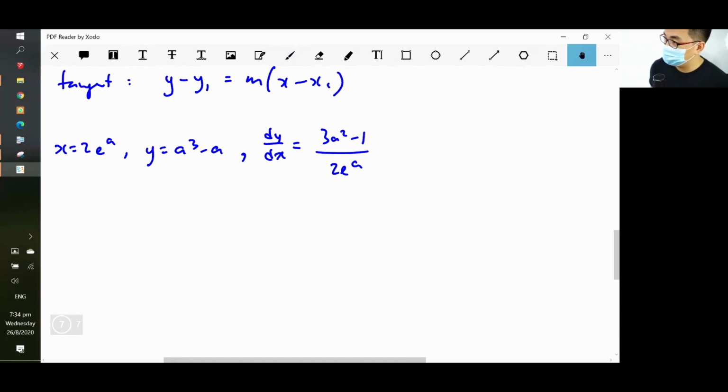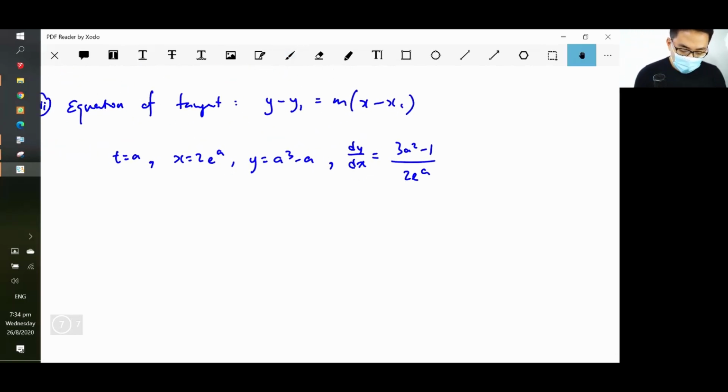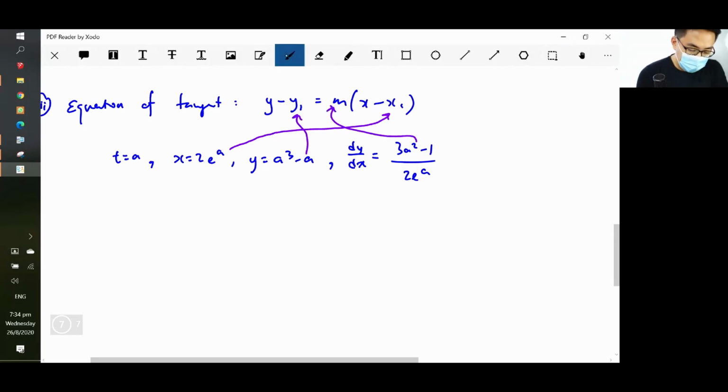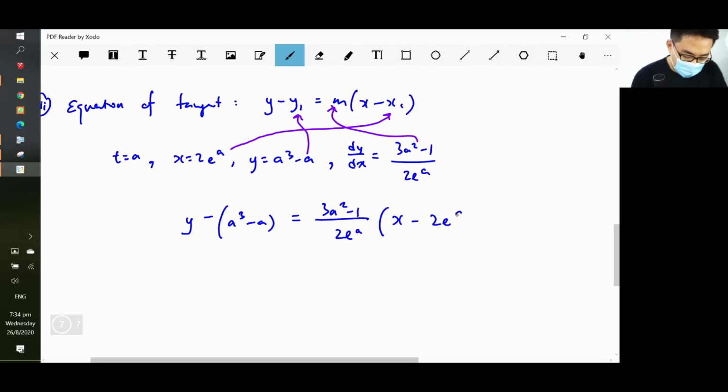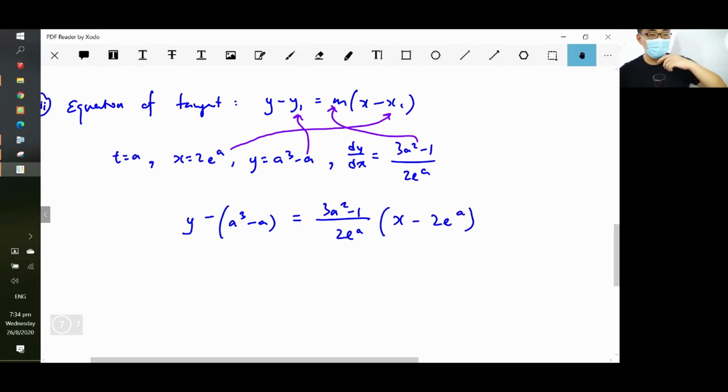2e^a. Okay, so in this case, the equation of tangent means you just replace these values inside here. This is x1, this one here. So the equation of tangent will be y minus (a cubed minus a) equals (3a squared minus 1) over 2e^a times (x minus 2e^a). All right, that's the equation of tangent.